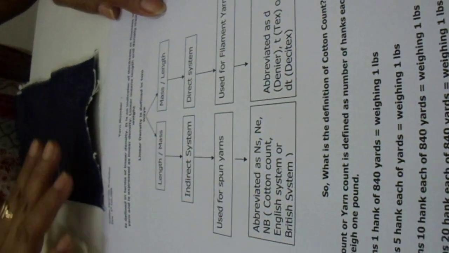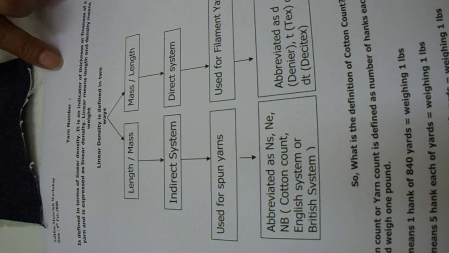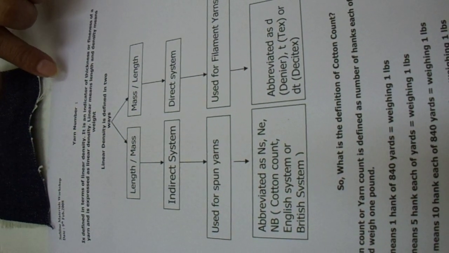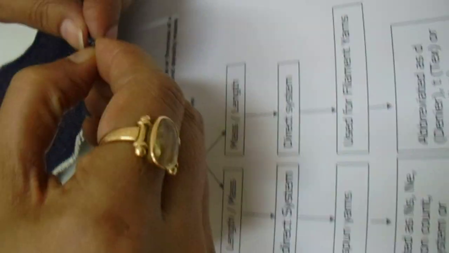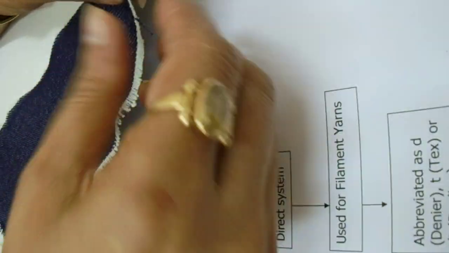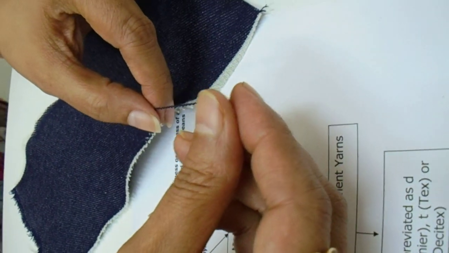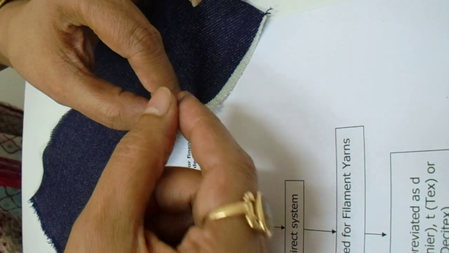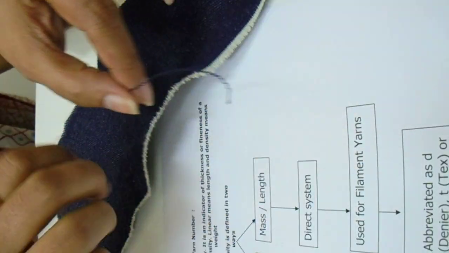Let's see the concept of yarn number now. Yarn number will roughly give you the diameter of a yarn, or it indicates the thickness or fineness of a yarn. So if you look at this yarn, it has a diameter. In the yarn number class, we are going to calculate the thickness of this yarn, or the diameter of this yarn.